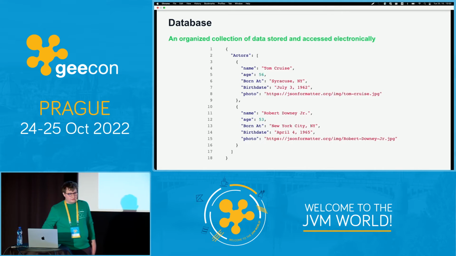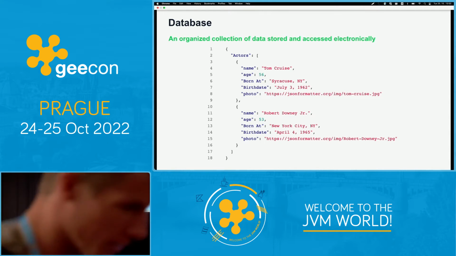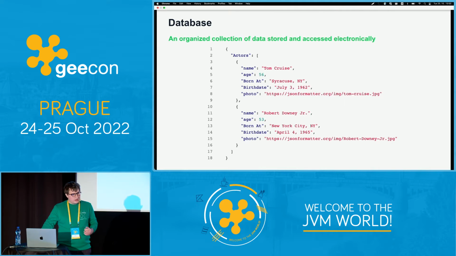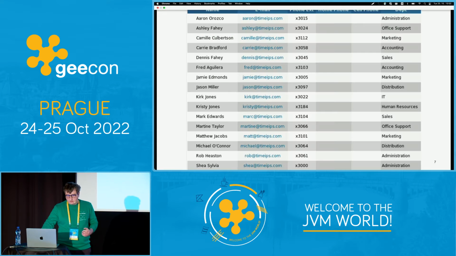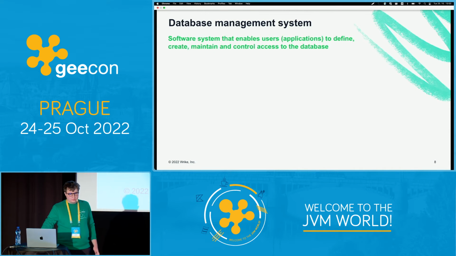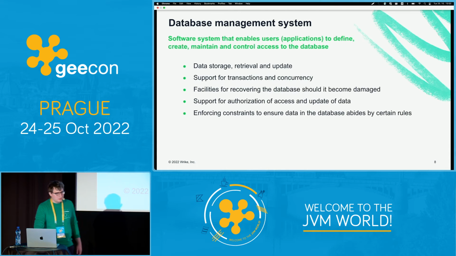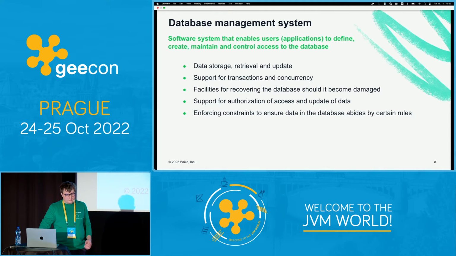So a database is a collection of data stored and accessed electronically. There are a lot of different databases, such as key value pairs, relational, then we have graph databases, and so on. A database management system allows users to access the data, define it, create and maintain control. Who can update the data? Who can access it? And there are other things such as backups, recovery, and so on.